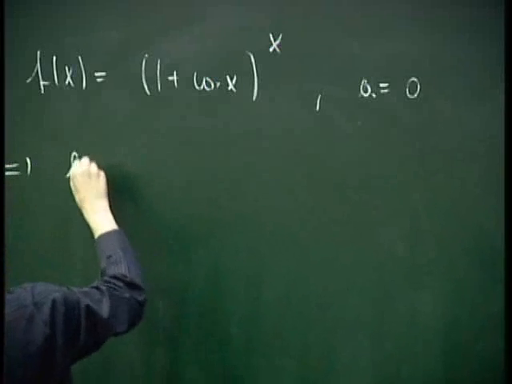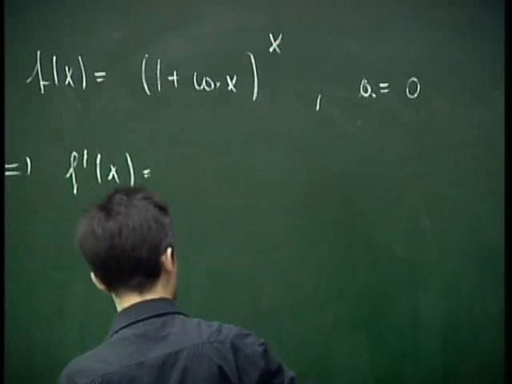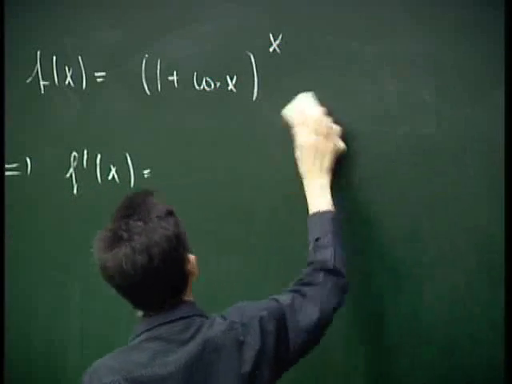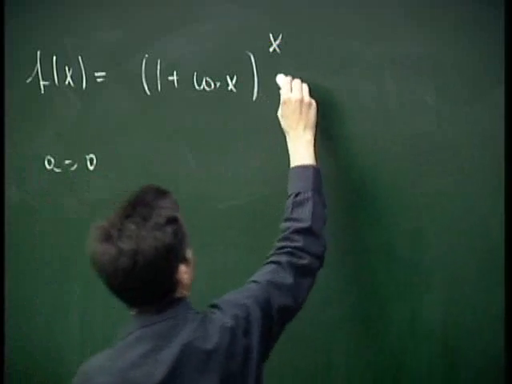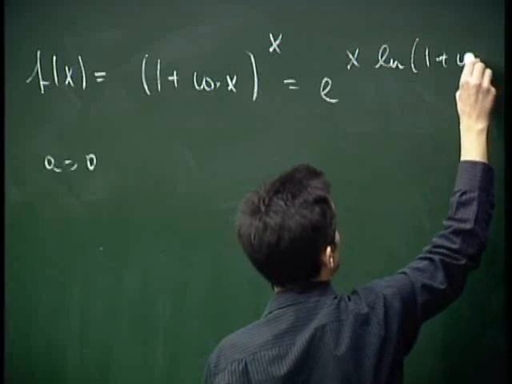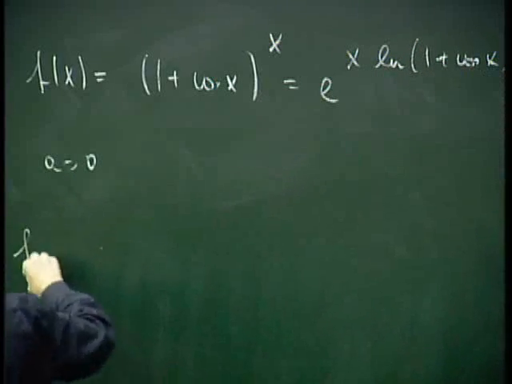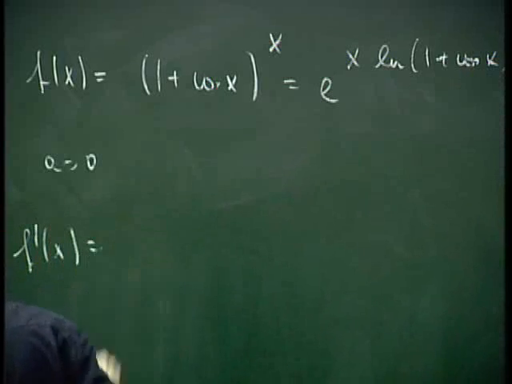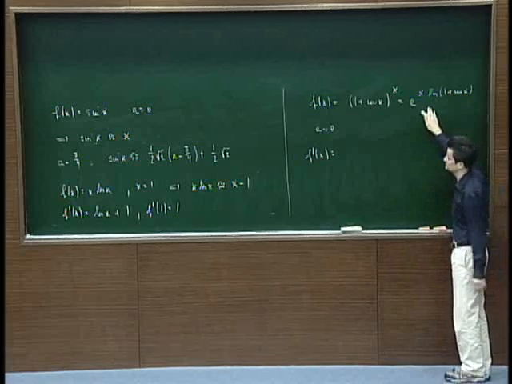Okay, now we have seen last time how to compute the derivative. So you write the original function. Sorry, so a is equal to 0. So you write the original function as e to the x ln(1 plus cosine of x). Now you can compute the derivative. Okay, so you have to use the chain rule because this is a composite function.